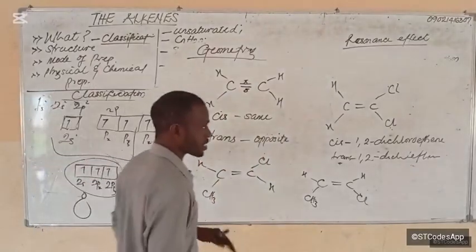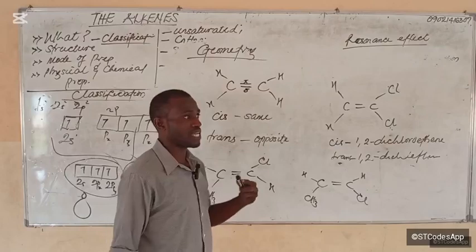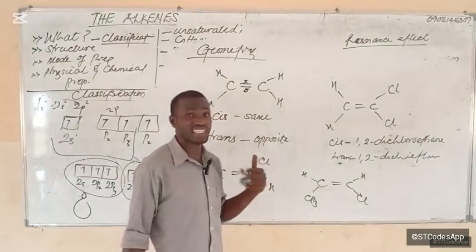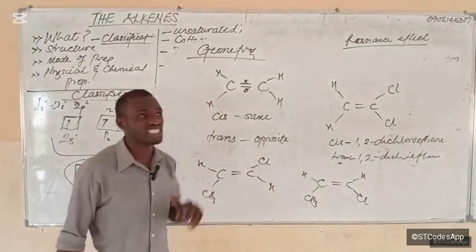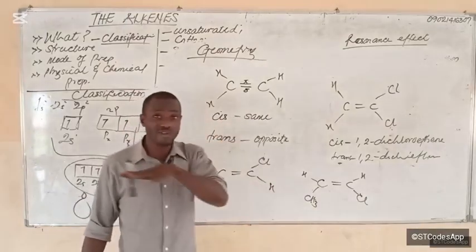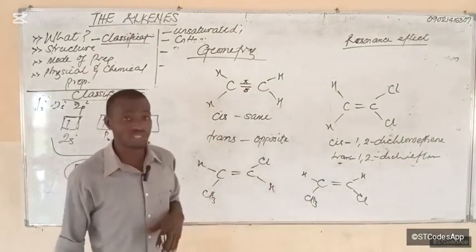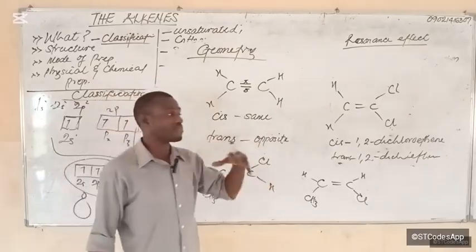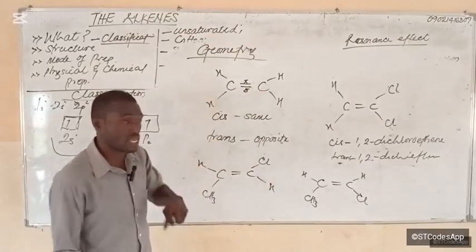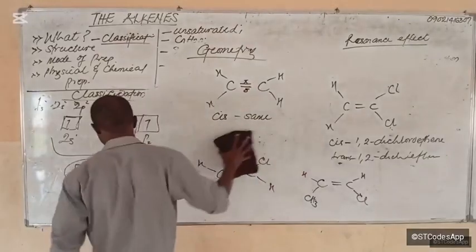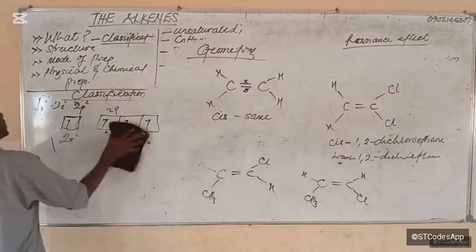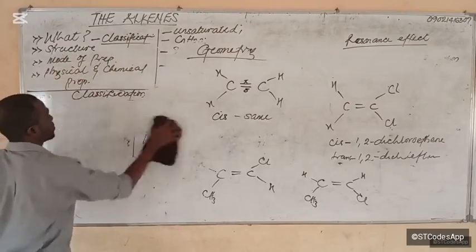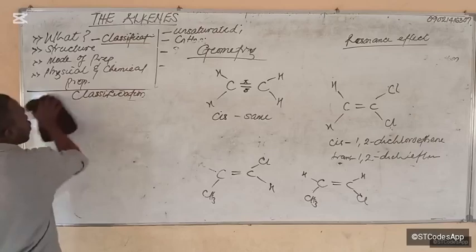Now don't confuse it with, as a student was asking, the difference between this isomerism and stereoisomerism. Geometric isomerism is different entirely from stereoisomerism. In stereoisomerism, we now begin to talk about chiral centers, non-superimposable mirror images, optical isomerism. So that is about their shape. Next, we talked about their classification and their structure.